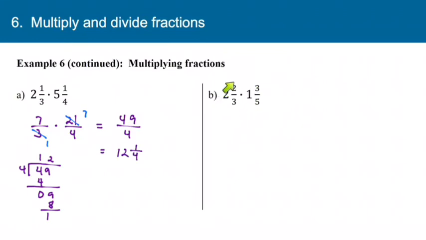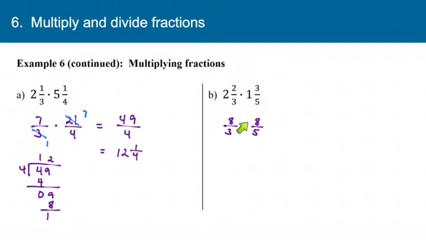Now here's one that you should maybe try on your own and make sure that you are picking this up. And now I'm going to go through it with you. So first, because these are mixed numbers, let's convert to improper fractions. 3 times 2 is 6, 6 plus 2 is 8, so this is 8/3. 5 times 1 is 5, 5 plus 3 is 8, so this is 8/5.